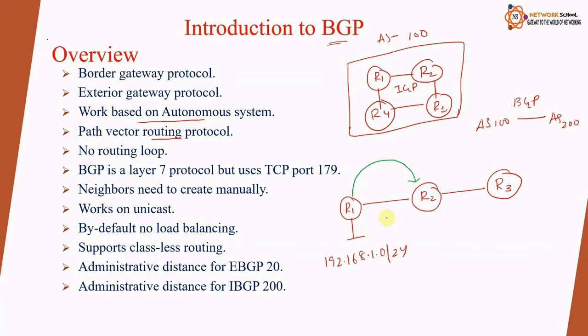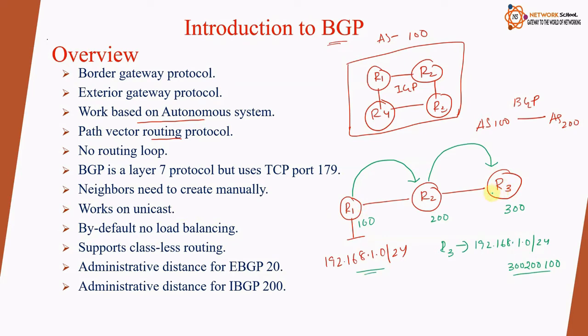The autonomous system for R1 is 100, R2 is 200, and R3 is 300. And again, this update is sent from R2 to R3. Now when we go to R3 and look at the update for 192.168.1.0/24, we will see the update coming from 100, then 200, and then 300. So it means the update was generated from R1, then R2, and then R3.